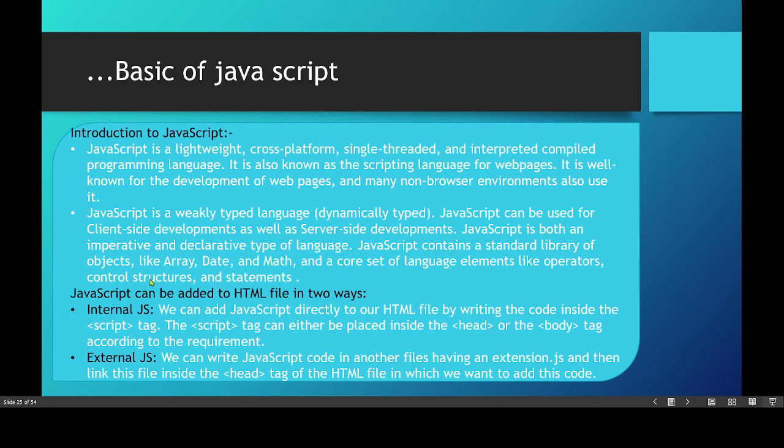JavaScript can be added to an HTML file in two ways: internal JS and external JS. With internal JS, we can add JavaScript directly to our HTML file by writing the code inside the script tag. The script tag can be placed either inside the head or the body tag, according to the requirement. With external JS, we write JavaScript code in another file having the extension .js and then link this file inside the head tag of the HTML file in which we want to add this code. It is easily understandable.